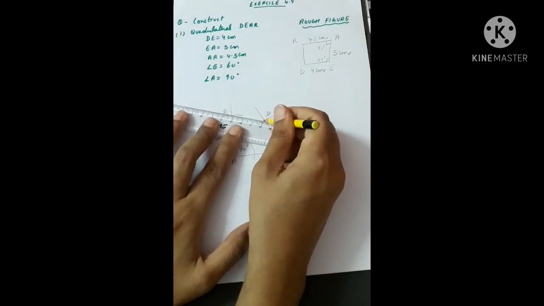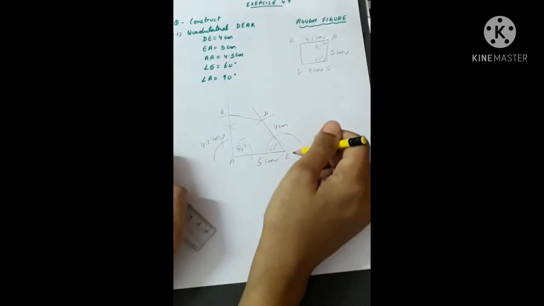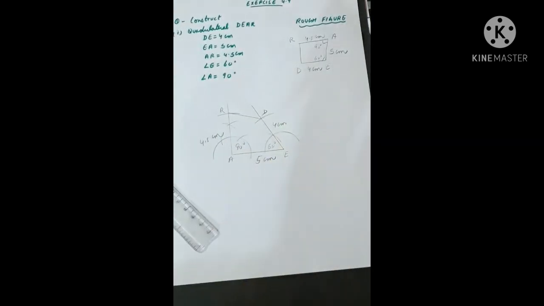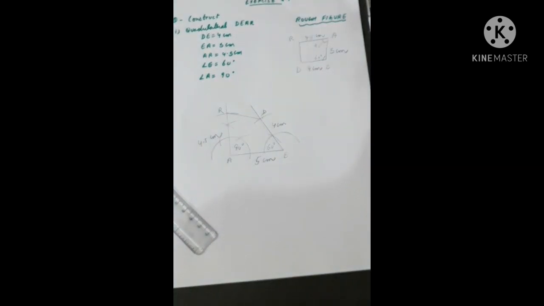So this is the required quadrilateral DEAR in which three sides and two included angles are given. Now the second part of this exercise is homework. You will try yourself.